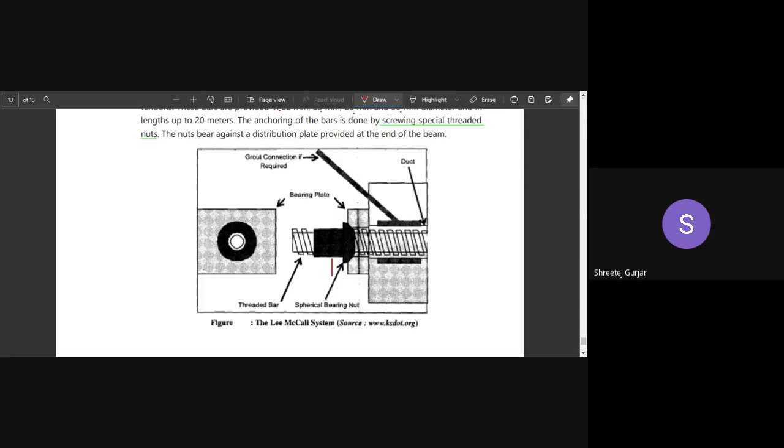To distribute your load over a larger area. Also, we can have a grouting port, which is shown here, so that you can grout your duct later on. So that is there.